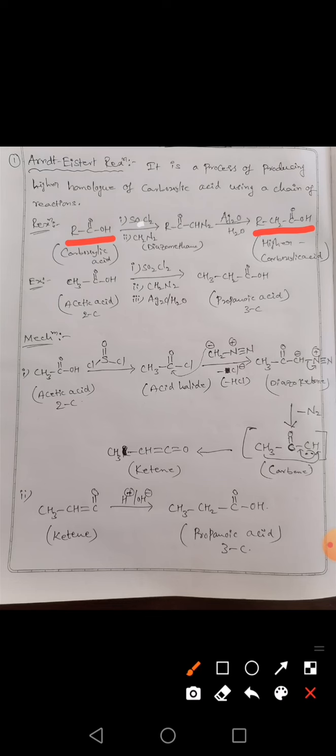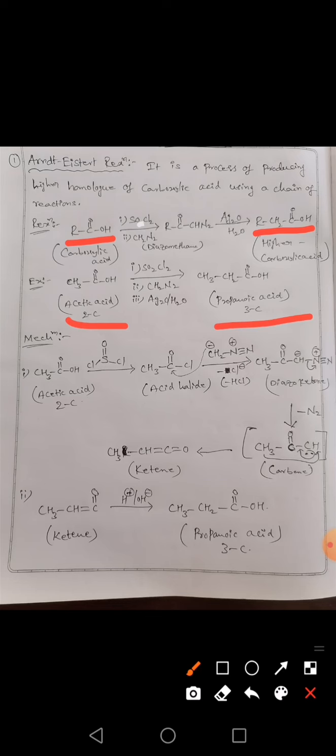For this I took one example: acetic acid reacting with thionyl chloride, diazomethane, and then water. See here, acetic acid contains 2 carbons. After completion of the reaction we get propanoic acid, which has 3 carbons.